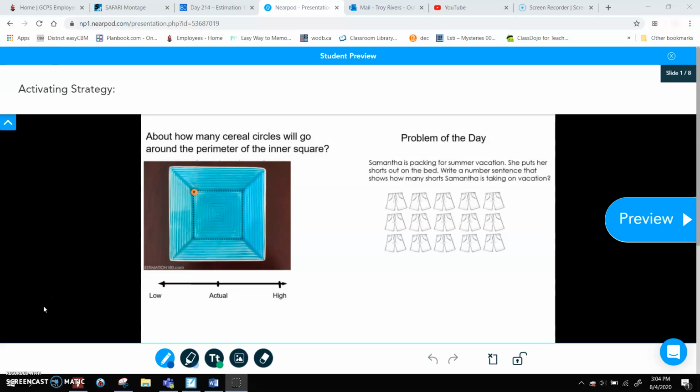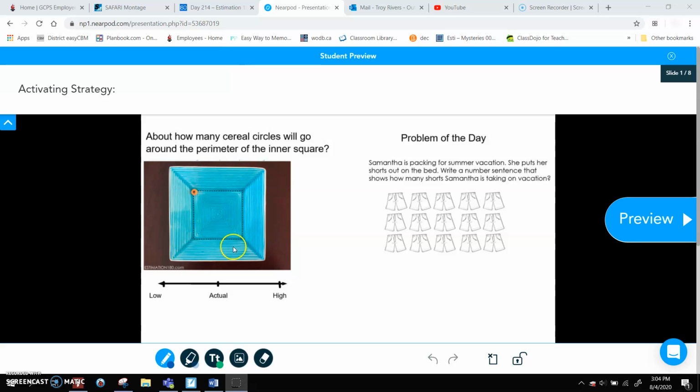Today I'm going to show you how to do an activating strategy and also what the expectations are. So here I am in Nearpod and I have an example for us. You can see it's an activating strategy, it says right there. What an activating strategy is, we're going to do it at the beginning of math, and it's just to kind of get our brains working and thinking about numbers.